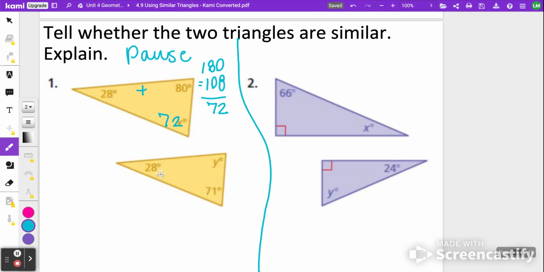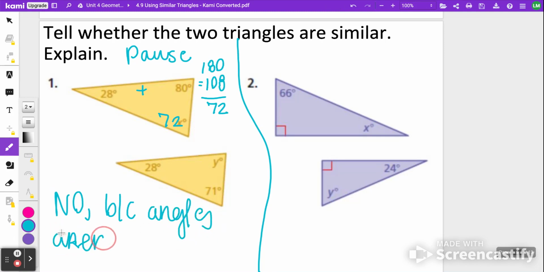If you notice, I have 28 here, but then I have a 71, which means this y is not going to be the same thing as 80. So we're going to say no for number one because angles aren't equal. If you wanted to double check this second one, I just did 28 plus 71 really quickly. You get 99, and then 180 minus 99 is 81, and notice that they don't all match.